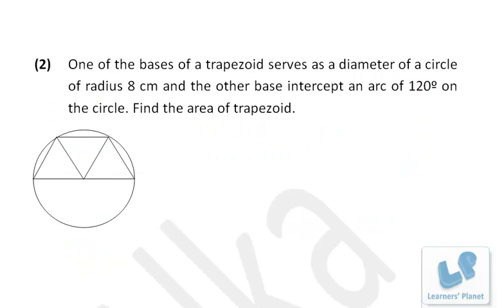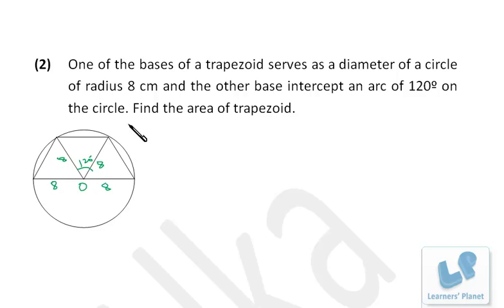Now, one of the bases of the trapezoid serves as the diameter of a circle of radius 8 centimeter, and the other base intercepts an arc of 120 degree on the circle. Find the area of the trapezium. This is the center of the circle. This is radius, must be 8. This should be 8. This should be 8. This angle must be 120 degree, right?